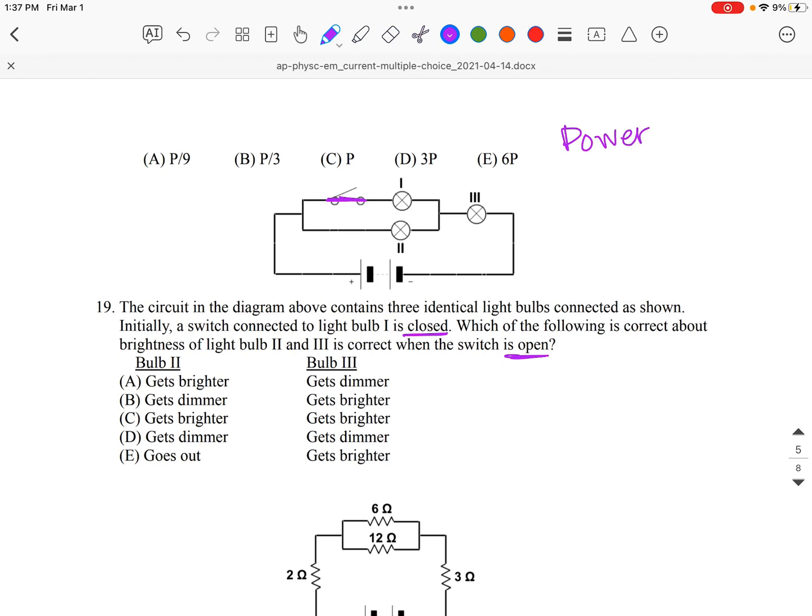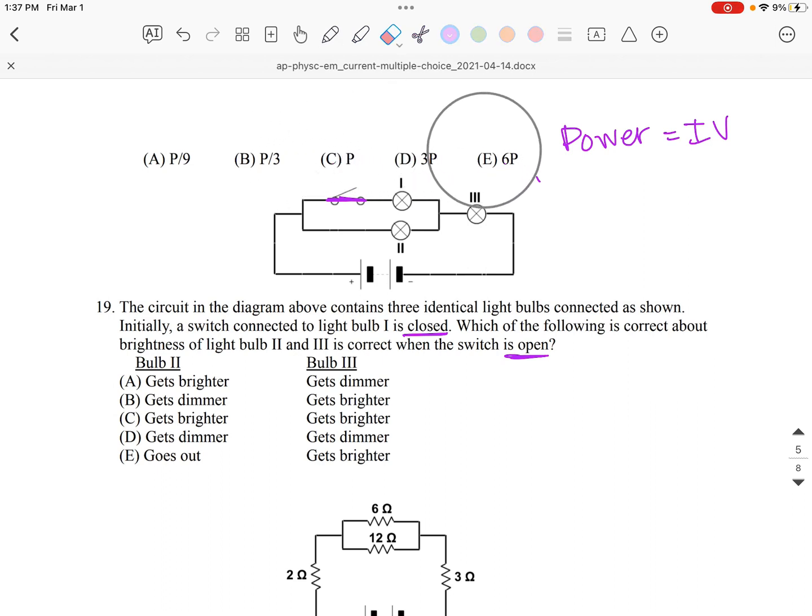Power is directly related to brightness, and our equation for power is IV. Now, the thing about using this equation, which is the equation in your equation sheet, is that when I open and close the switch, the current is going to change, and so is the voltage drop through each resistor. So I have too many moving parts and too many variables to take into consideration.